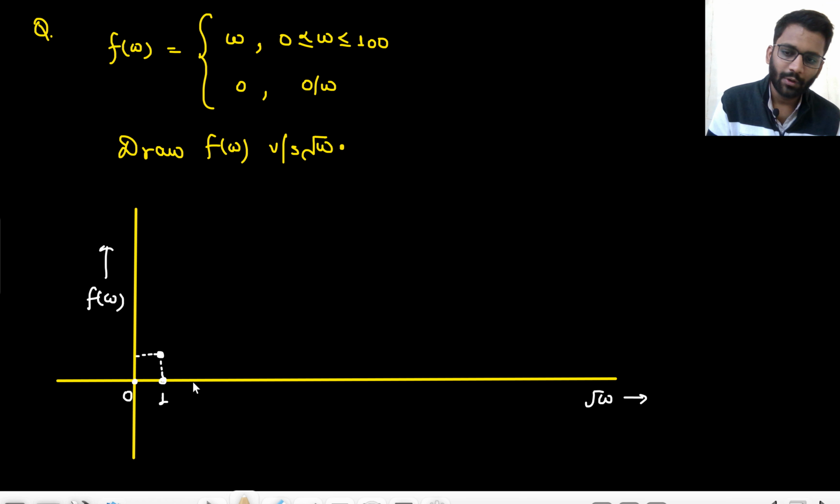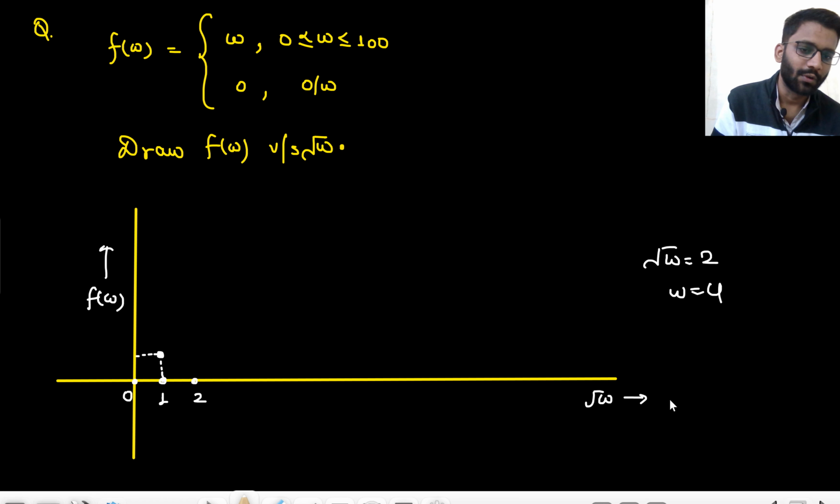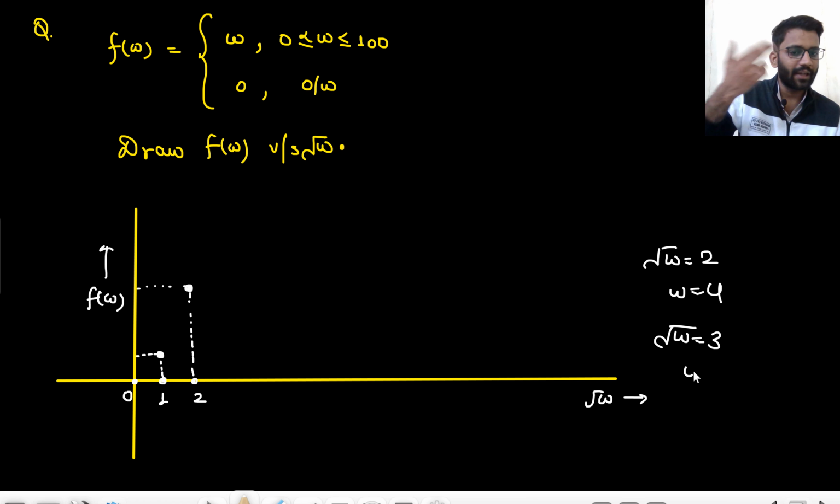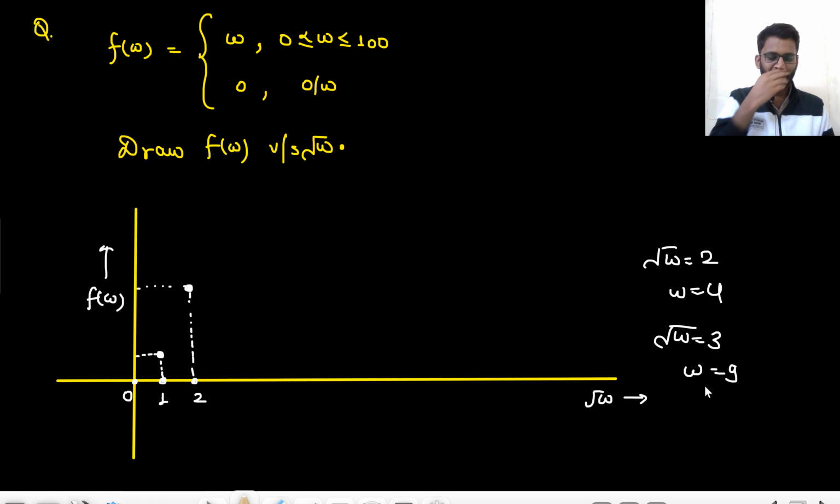What do I mean by root of omega equals 2? Root of omega equals 2 means omega equals 4, right? So at omega equals 4, you will get the value 4 only. So at 2 you will have 4. And at 3, what will you have? Root of omega equals 3 means omega equals 9. So here I will put 3 only.